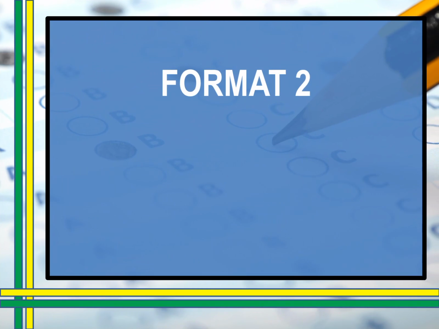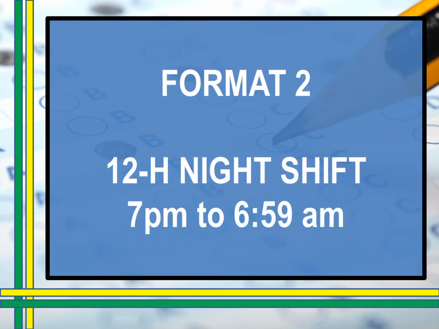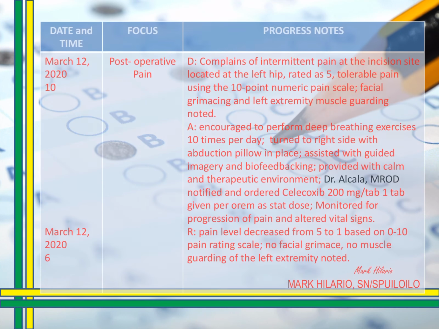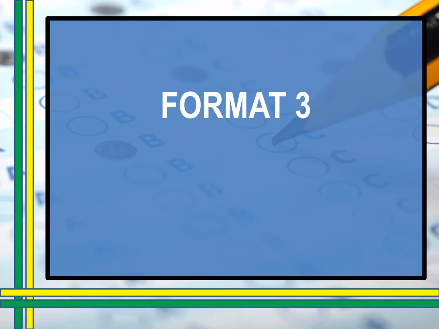We also have format number 2 for 12-hour night shift, so that is from 7 p.m. to 6:59 a.m. It's still the same. However, we use red ink here. As you notice, the name of the doctor was written in the opposite ink. So the same thing, however, it's written in a different color based on the time the nurse has his or her duty.